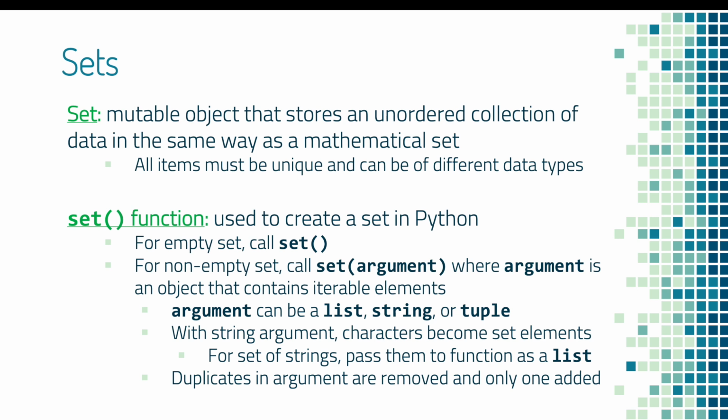Now, sets are very similar to dictionaries. They're almost the same, where they have mutable objects and are stored as an unordered collection of data. So just like a dictionary, they store data. It's a different way of organizing data, except that, unlike a dictionary, all items must be unique, and they can be of different data types.